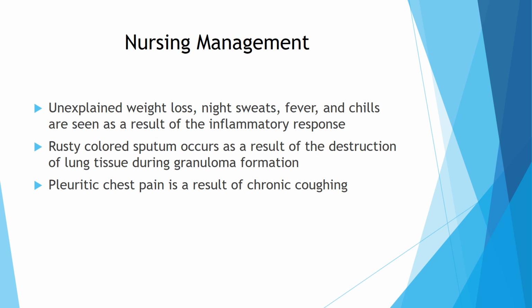Nursing management. Unexplained weight loss, night sweats, fever, and chills are seen as a result of the inflammatory response. Rusty-colored sputum is a hallmark sign of a client with TB, and this will occur as a result of the destruction of lung tissue during the granuloma formation. They may have pleuritic chest pain as a result of chronic coughing.